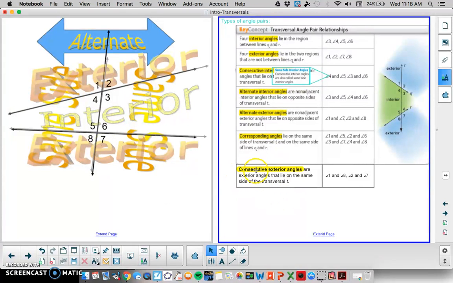Then lastly, we have consecutive exterior angles. So they're on the same side of the transversal, like 1 and 8, and they're both exterior. So outside of the two lines are 1 and 8. Or on this side of this transversal, we have 2 and 7 that are both exterior angles, and on the same side of the transversal.